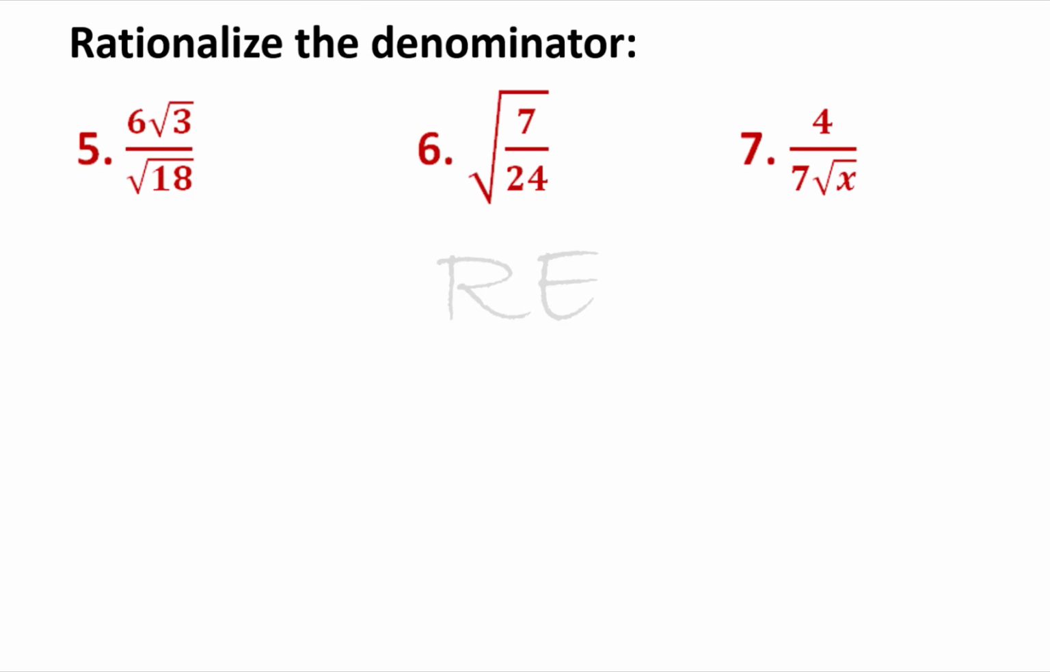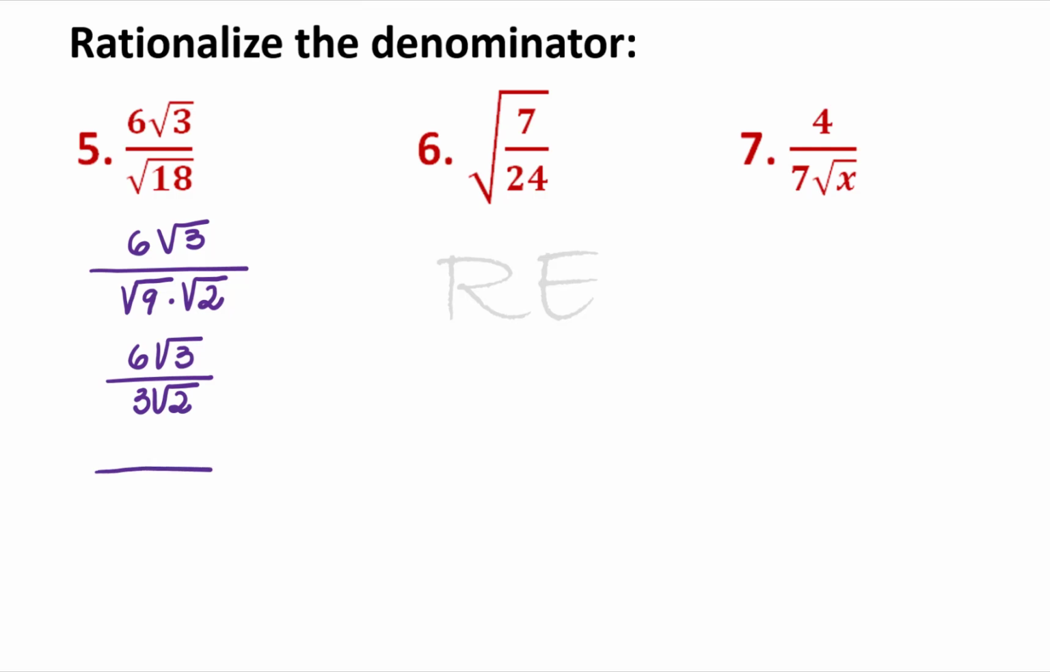We're going to keep the numerator 6 square root of 3. We're going to simplify the denominator. Square root of 18 is square root of 9 times square root of 2. 6 square root of 3 divided by 3 square root of 2, since square root of 9 is 3. 6 divided by 3 is 2. So the problem is really 2 square root of 3 divided by square root of 2.